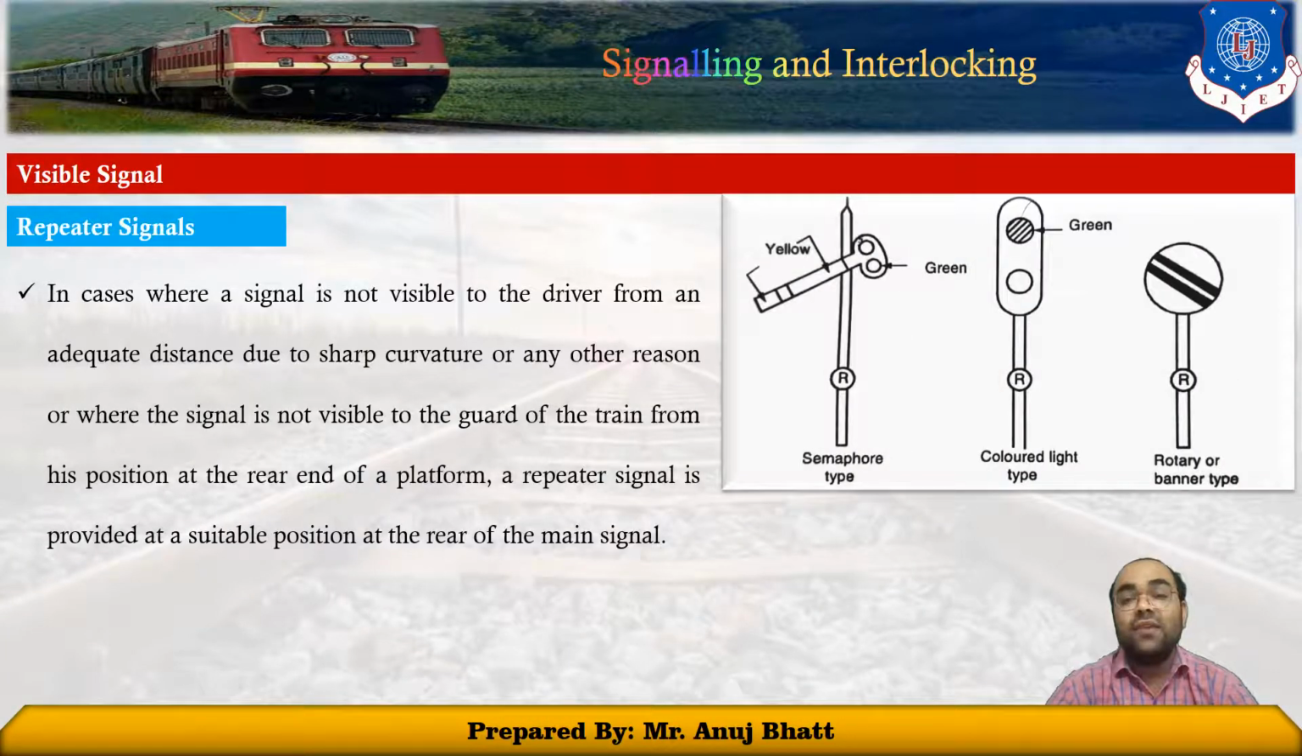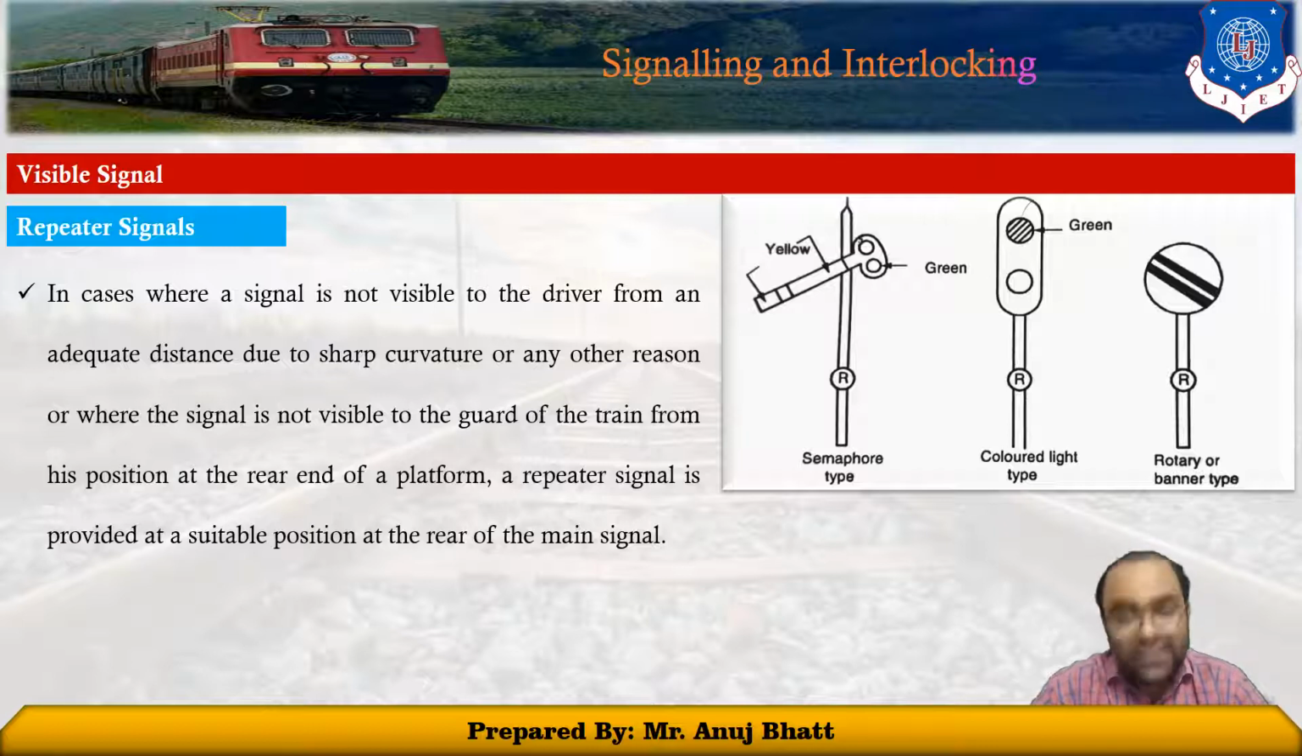Okay, the another one, that is the repeater signals. Where a signal is not visible to the driver from an adequate distance due to sharp curvature or any other reasons, where the signal is not visible to the guard of the train from his position, at such places we can use such type of repeater signals.